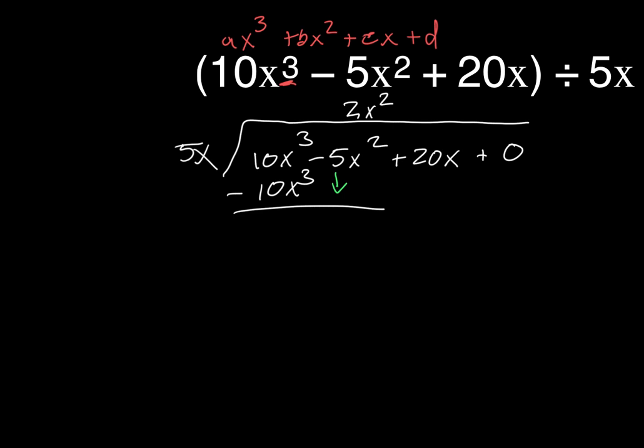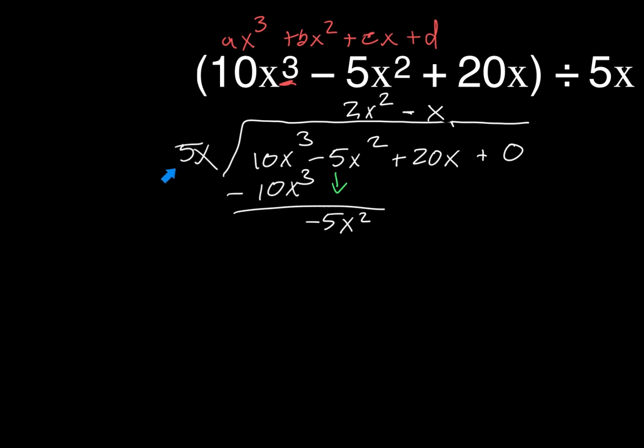Bring down the next term, negative 5x squared. 5 times what is negative 5? That will be negative 1. And then x times what is x squared? That's x. And you'll also notice that x squareds are going to stay lined up in the same column. My x's will be lined up in the same column as well. So I'll have negative 1x. And here, you don't have to write the negative 1, so we could have it just as negative x.